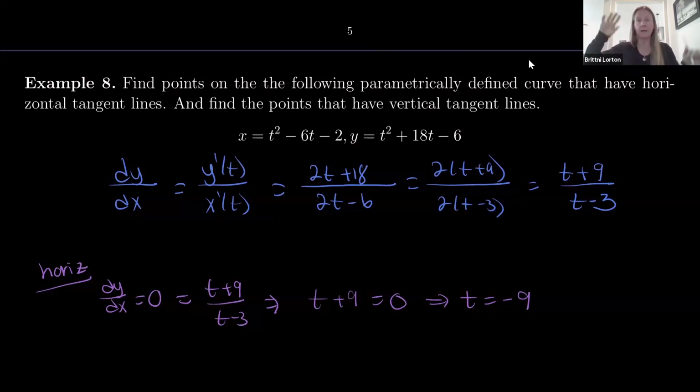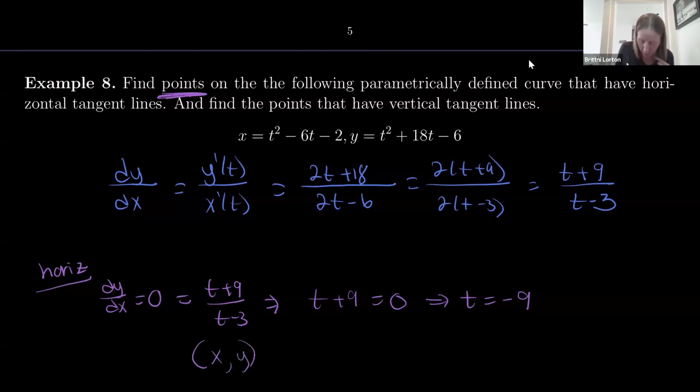So at time t equals negative 9, whatever the graph is, I don't even know what the shape of this graph is. I didn't graph it. It's something cool. At time equals negative 9, I'm going to have a horizontal tangent line. But it did ask me to find the actual points, so I need an x comma y. So how do I find the point?